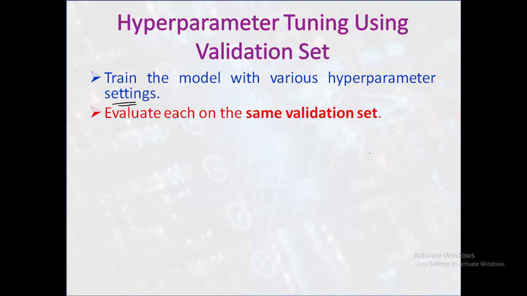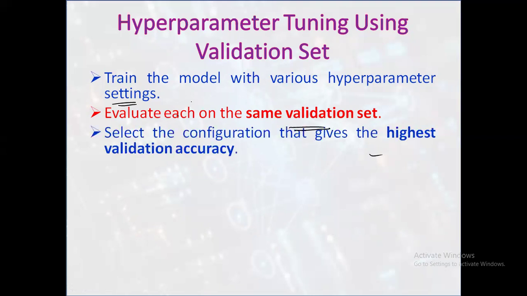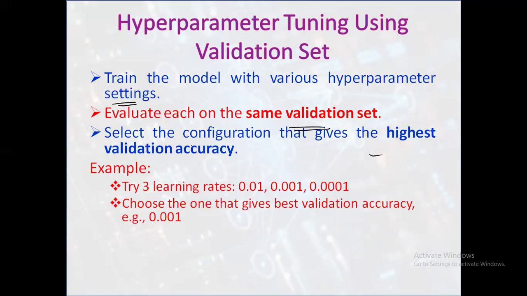Next, evaluate each on the same validation set. This means each model configuration is evaluated on the same validation dataset to ensure a fair comparison. Thus, uniform testing helps pinpoint the most promising model setup. Next, select the configuration that gives the highest validation accuracy. After evaluating, the configuration that yields the highest accuracy or lowest error on the validation set is chosen. This is assumed to generalize well to unseen data.